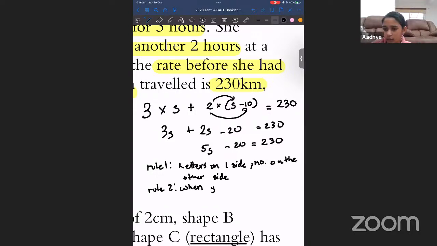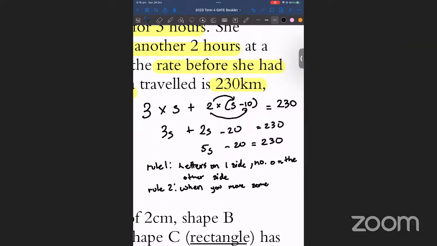Excuse me. Yes, you're excused. If 5s minus 20 is equal to 230, would 5s equal 250? Maybe we'll find out.